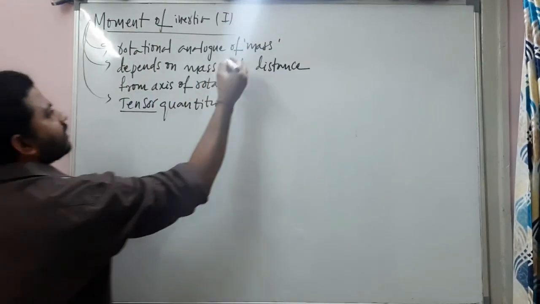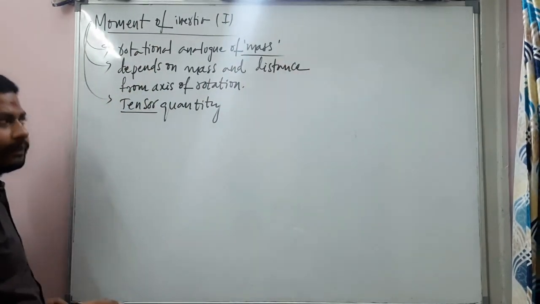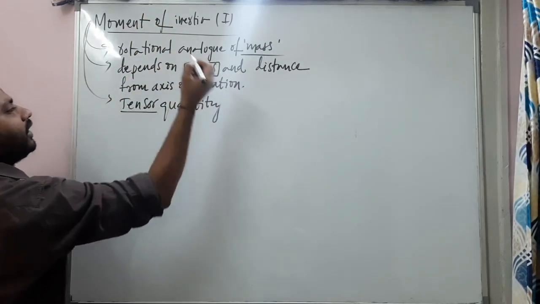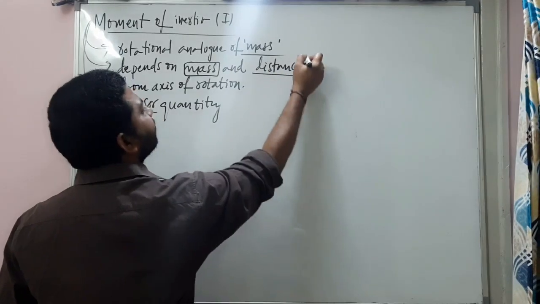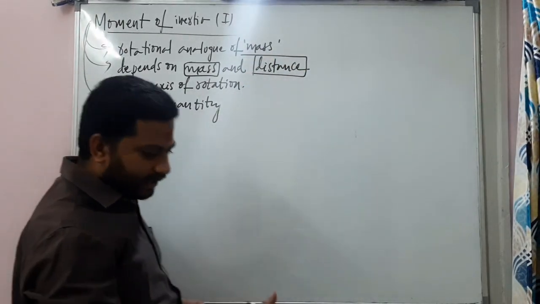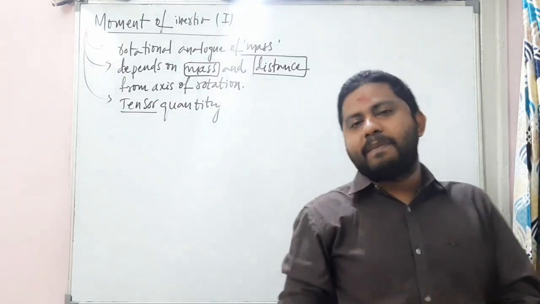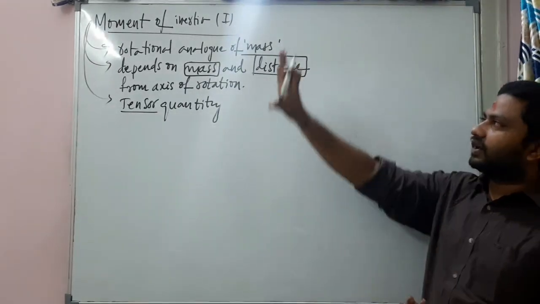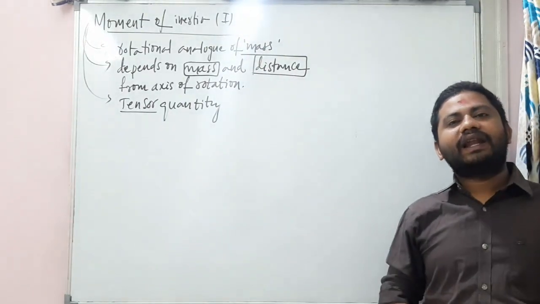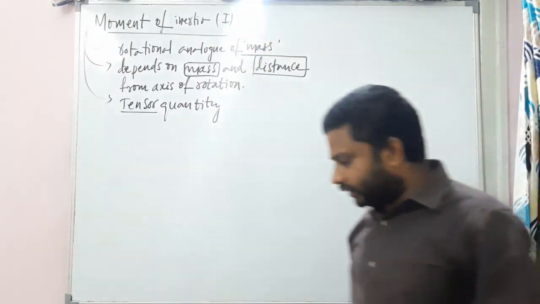This is the rotational analog of mass, and this depends on the mass of the body and the distance from the axis of rotation, and it is a tensor quantity. Let's talk about them one by one, and the maximum concept of moment of inertia will come here. Number one, it's a rotational analog of mass. Have a look at it.